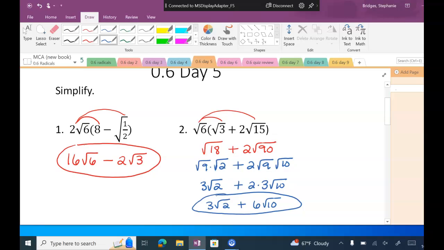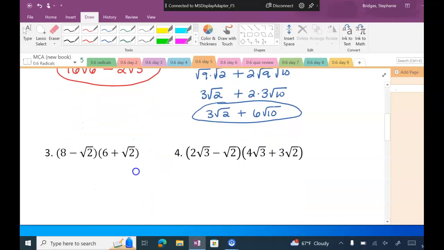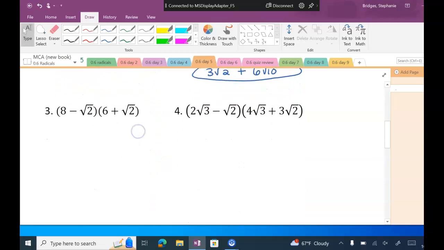You do have to simplify it, though, from the square root of 18 plus 2 square roots of 90, or you lose some points. Everybody okay with those? All right, take a minute and write down number 3. We'll work through this one together, then I'll let you try 4.